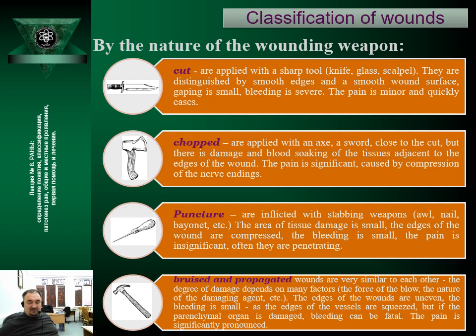The next variant of the wound is a chopped wound. A chopped wound is applied most often with an axe, a saber, a machete. It is quite close in appearance to the cut wound, but in this case the wounding weapon has sufficiently powerful kinetic energy and it is quite possible that the chopped wound will be very deep.